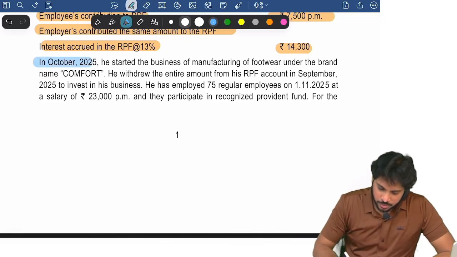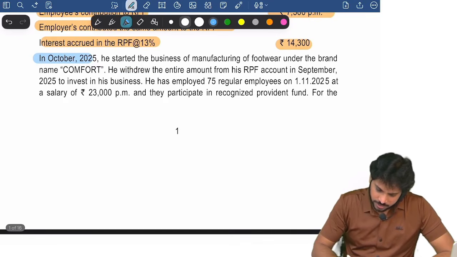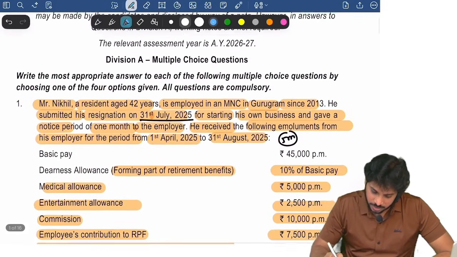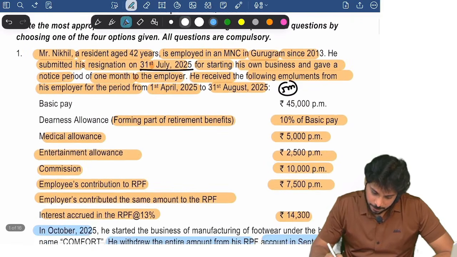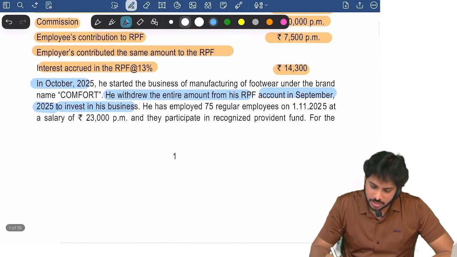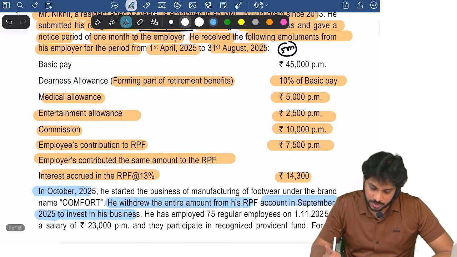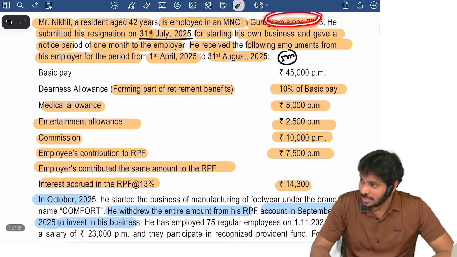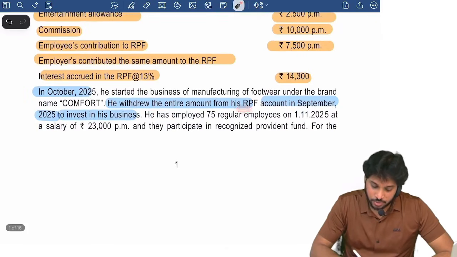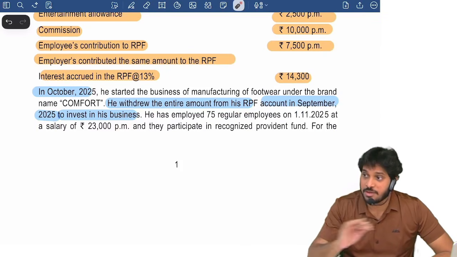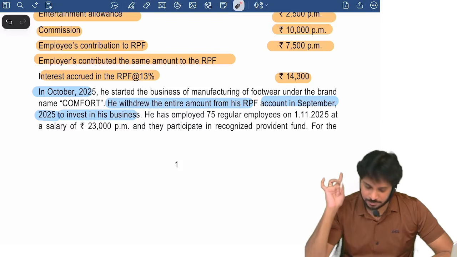Then in October 2025, he withdrew the entire RPF in the account in September 2025 to invest in his business. How long did he work in the company? Since 2013. He started his own business and gave a one month notice period. Since the withdrawal from RPF in 2025 is after more than 5 continuous years of service, it is fully exempted. You don't have to tax it, correct?